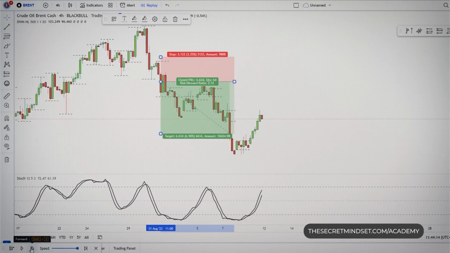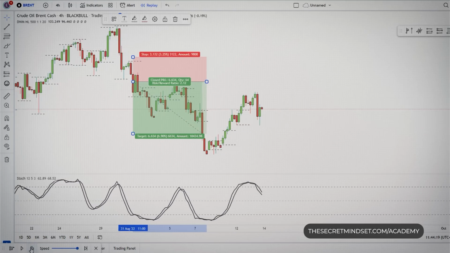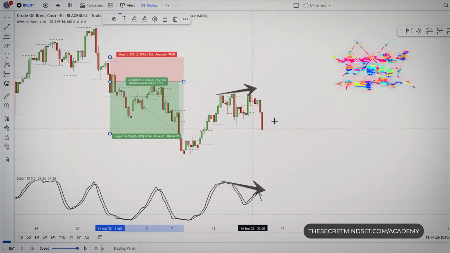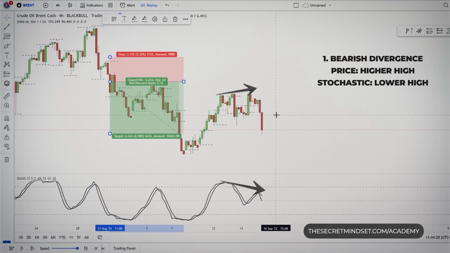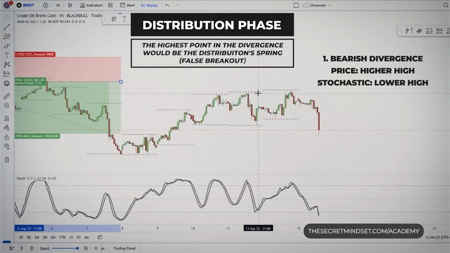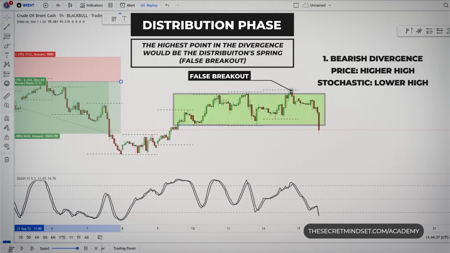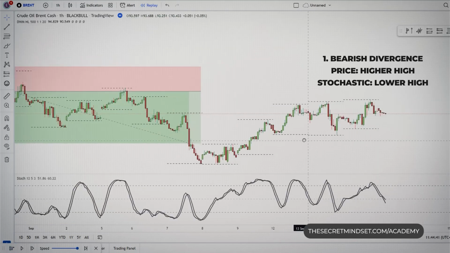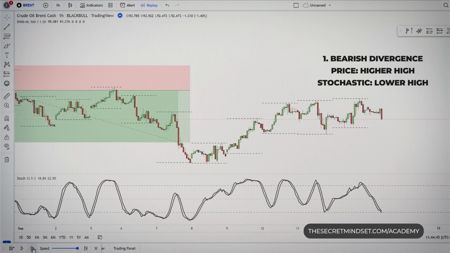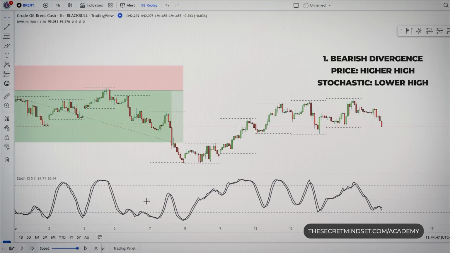We move on. Price increased, but the Stochastic disagreed with the price action, so we have another possible bearish divergence. If we move to the 1-hour time frame, we see something that resembles a period of distribution. The highest point in our divergence would be the spring, the false breakout out of the distribution phase to remove weak players out of the market.